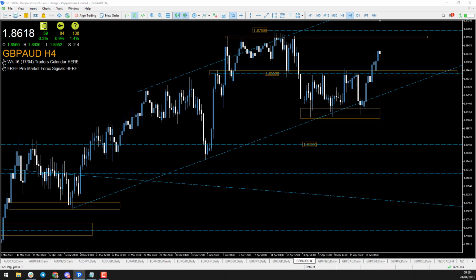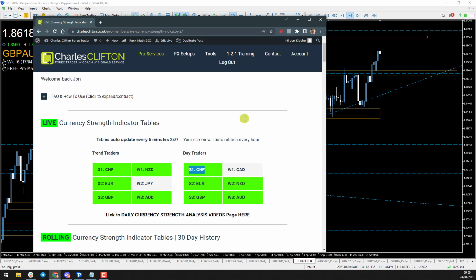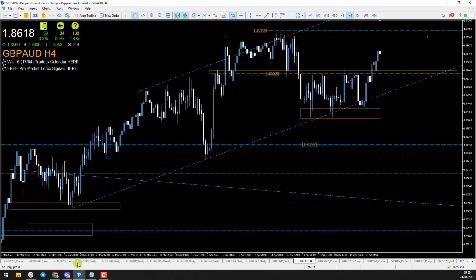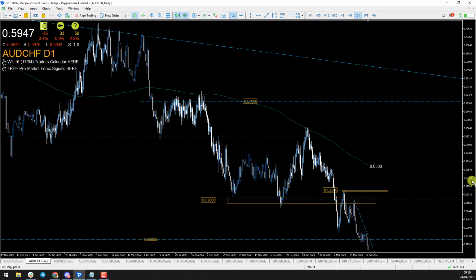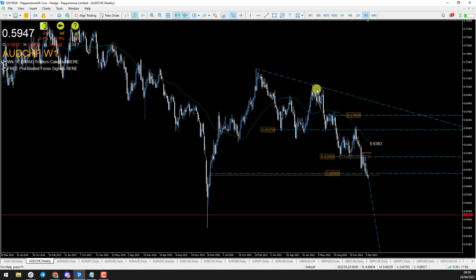The second currency pair of interest was Aussie Swiss. So if we just jump into Aussie Swiss, the reason why I like this market as well is because we're breaking through the key area of the 0.6 level. Looks like we're going to be trading a little bit lower. Whether we can get to the 0.55 area is going to be quite interesting to see.